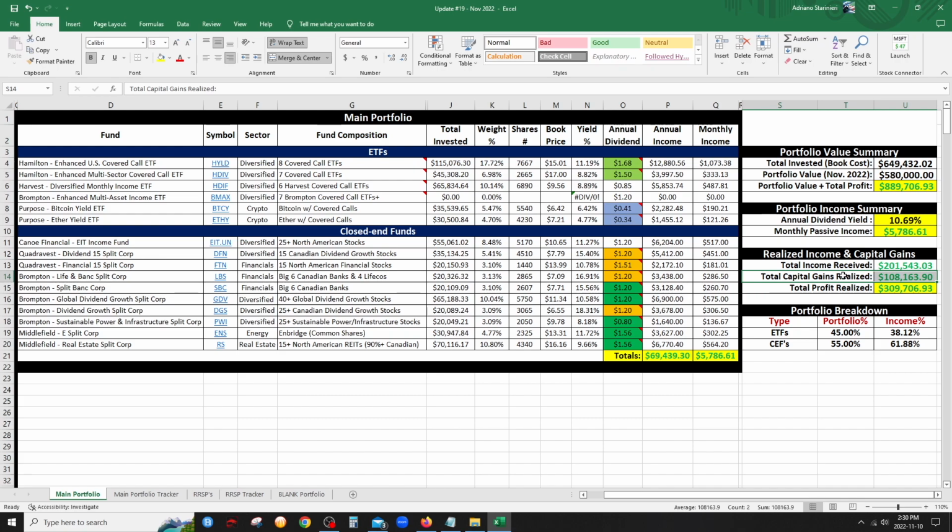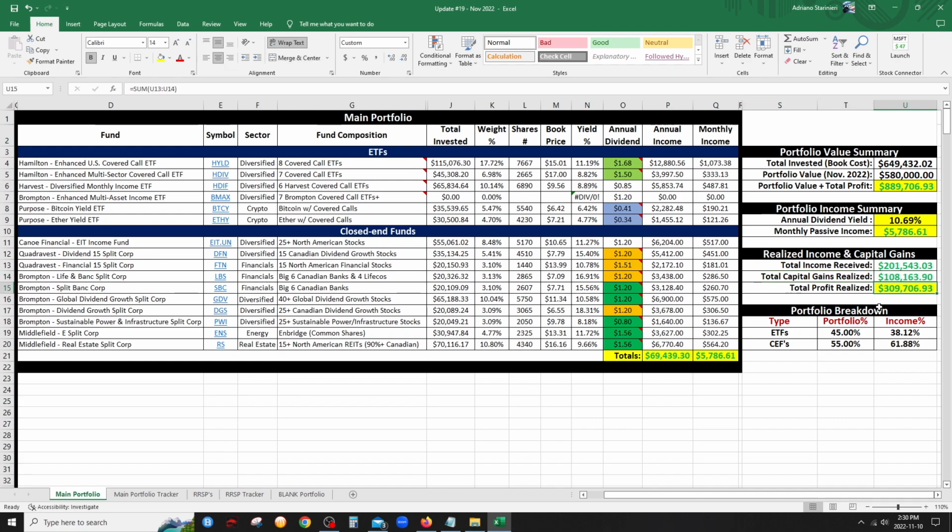I had to sell a lot for my Panama move, so I made a lot of capital gains there. Luckily, I sold before the crash in 2022. So these are all realized, and that's why I put realized. So the total profit is basically all my income that I've received and total capital gains.